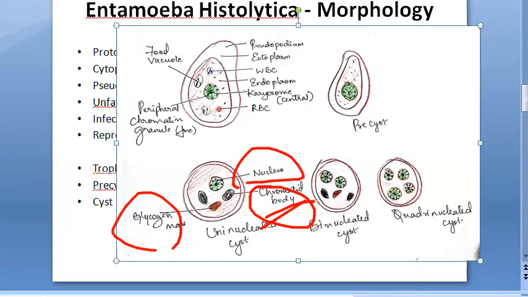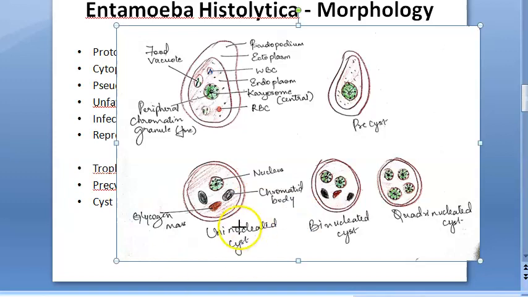Now, as the cyst matures, what will happen? The glycogen mass and the chromatid bodies disappear and the nucleus undergoes successive mitotic divisions. Only the nucleus undergoes division, and finally there are 4 nuclei. The other things disappear. The glycogen and the chromatid bodies are disappearing. So this quadrinucleate cyst is called the mature cyst. This is the mature cyst.